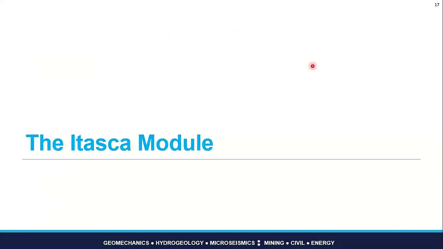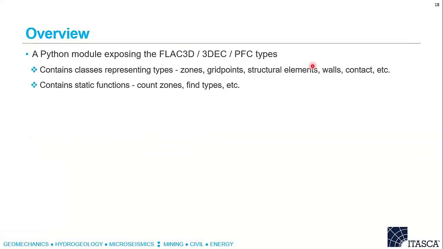The Itasca module is a Python module which exposes the FLAC3D, 3DEC, and PFC types. And the Itasca module is the main way to go about connecting to the software itself from within Python. These types are represented within the module as classes, and so you can create instances of them through objects to allow you to interact with the module. And this covers all of the types, everything from zones to grid points to structural elements and so forth. The module also contains static functions to perform different methods.